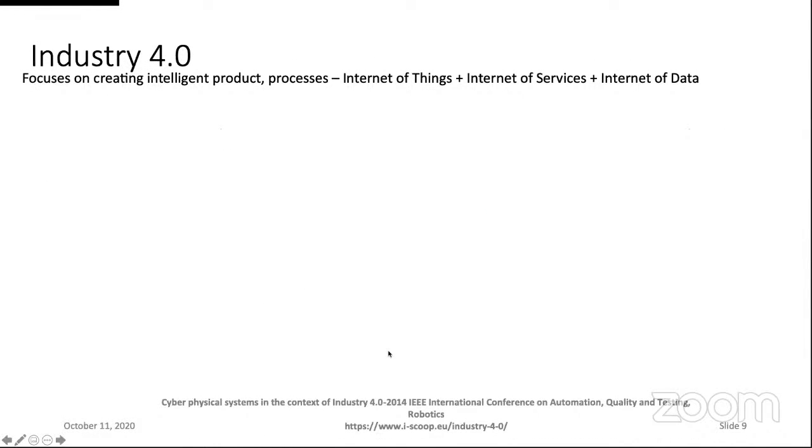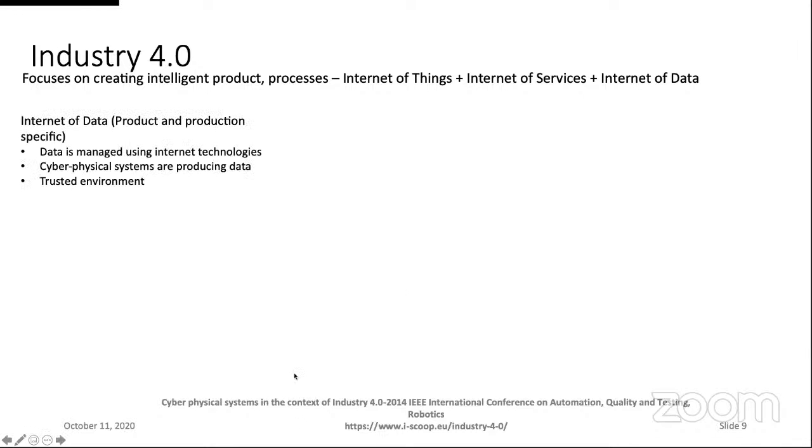So digital twin is a very important component of Industry 4.0. Industry 4.0 is basically a jargon term. It is mostly popular in Germany and many other European countries. Of course, it is used with different names in the US, but the idea is the same. It focuses on creating intelligent products or processes using IoT devices, services, and data. And when I say Internet of Data, it basically means collecting data from all different sources.